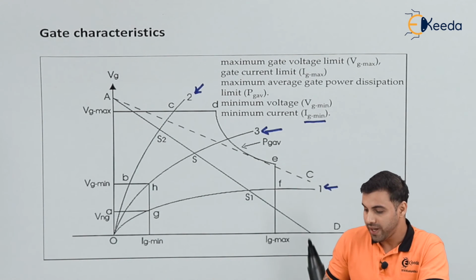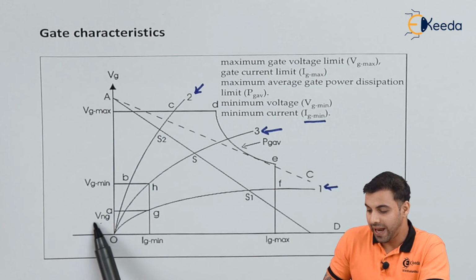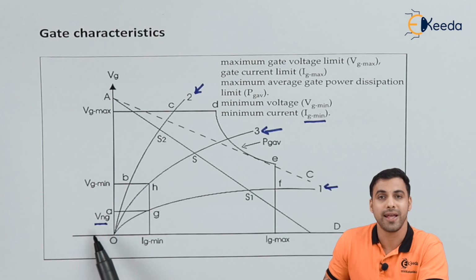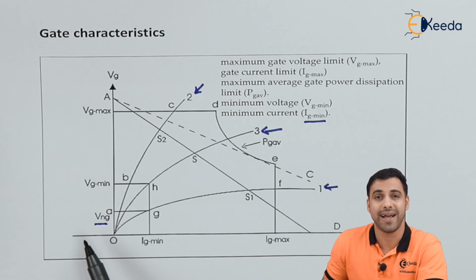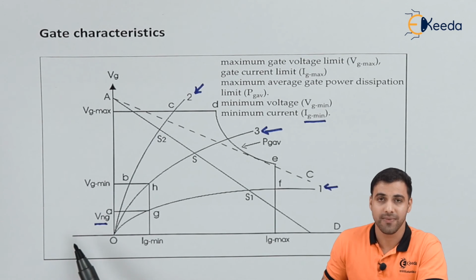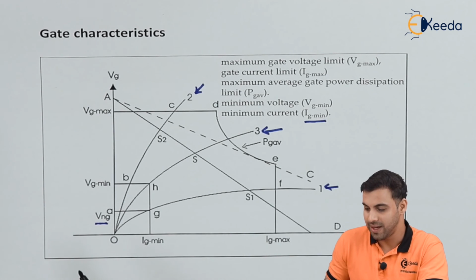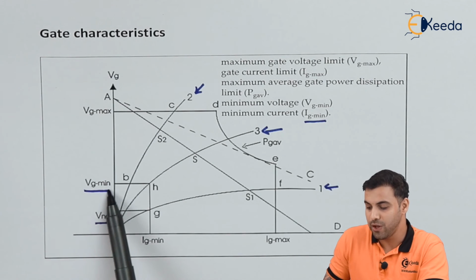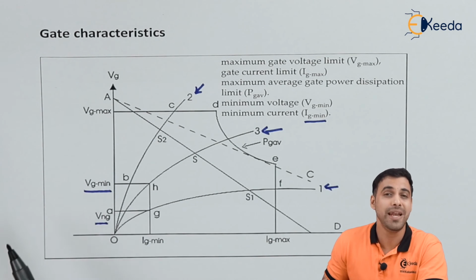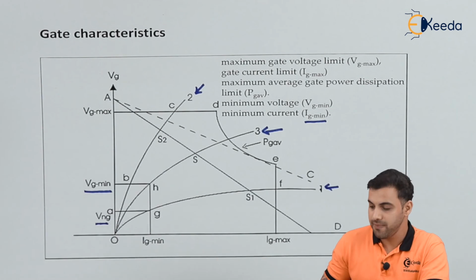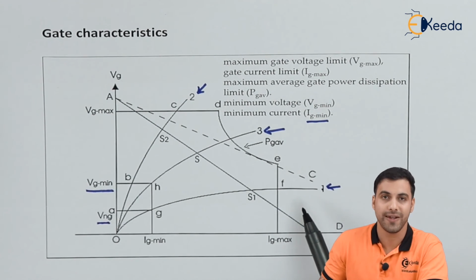Now, you can see VNG here. Let VNG be the non-triggering gate voltage. That is the maximum gate voltage up to which the thyristor does not conduct. And Vg min is the minimum gate voltage that must be applied across the gate terminal of a thyristor, so that the thyristor starts conducting electric current. So here we have a safe operating region.